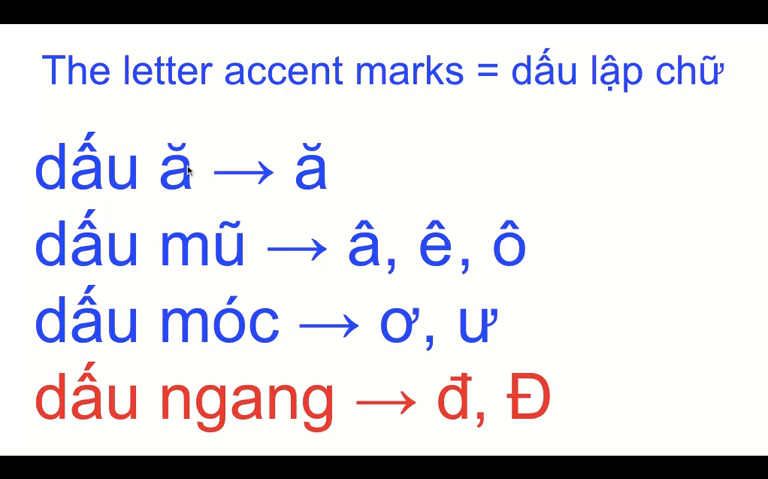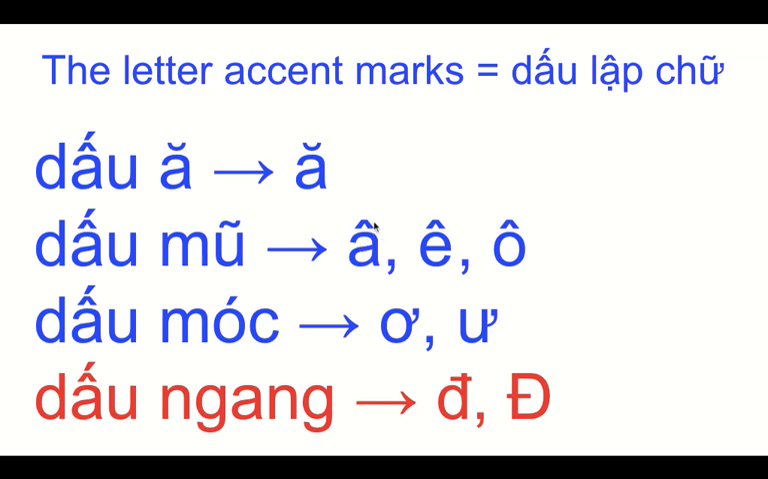So we have dấu á. Dấu á is for the letter á. That's the name of the letter. Without any accent marks, it would be the letter a. With the dấu á accent mark, it's the letter á. Dấu mũ, oh, it looks like a half moon. Dấu mũ looks like a hat, like the Vietnamese cone hat.